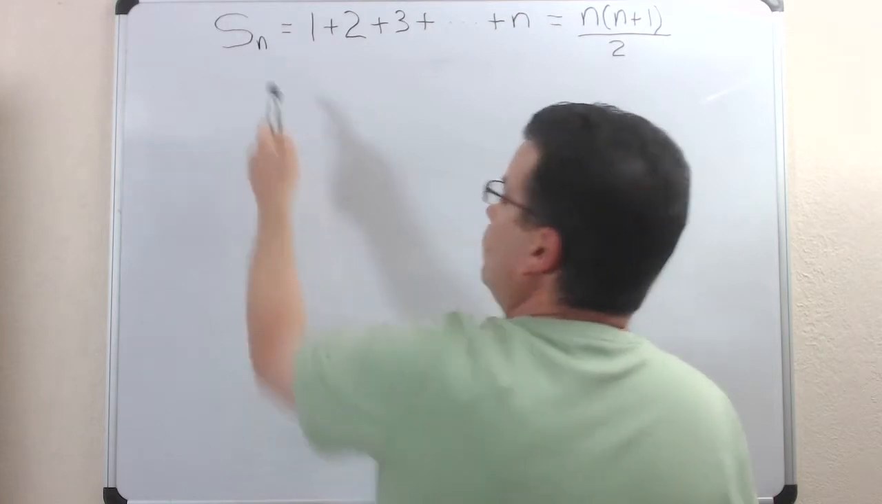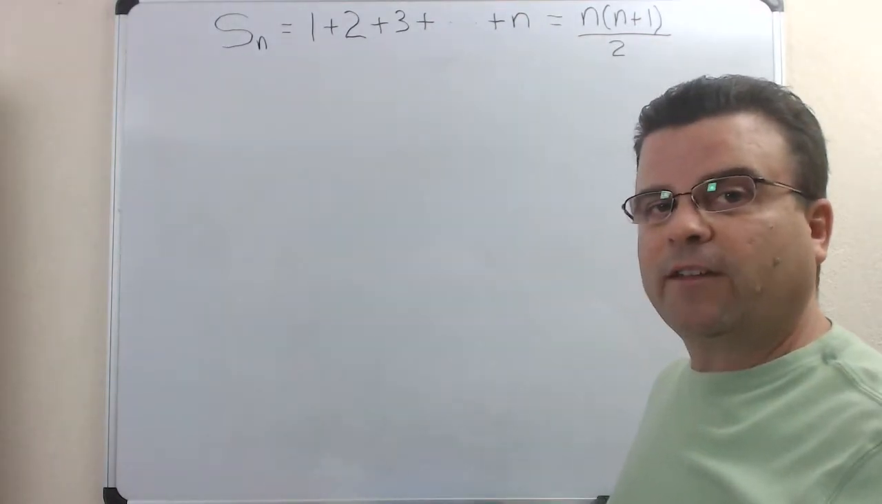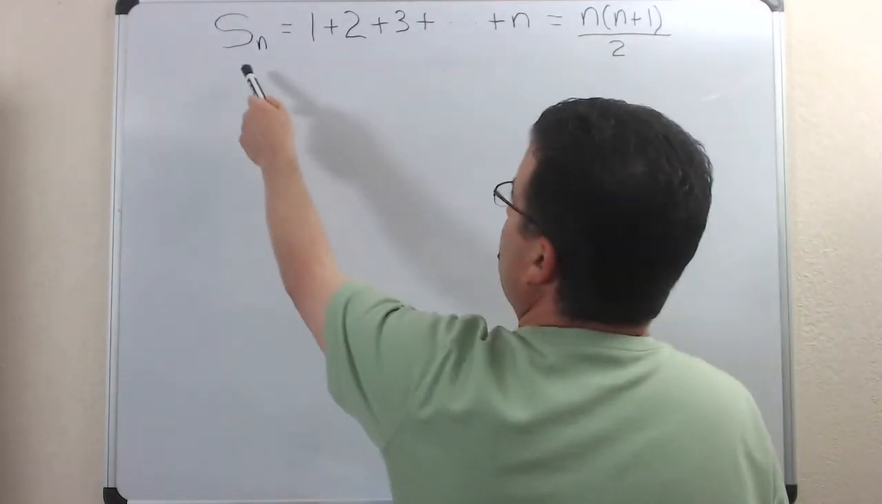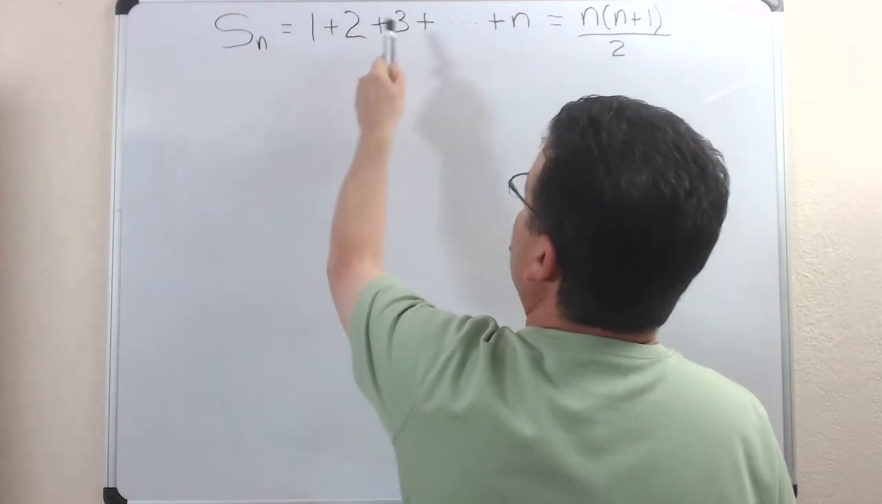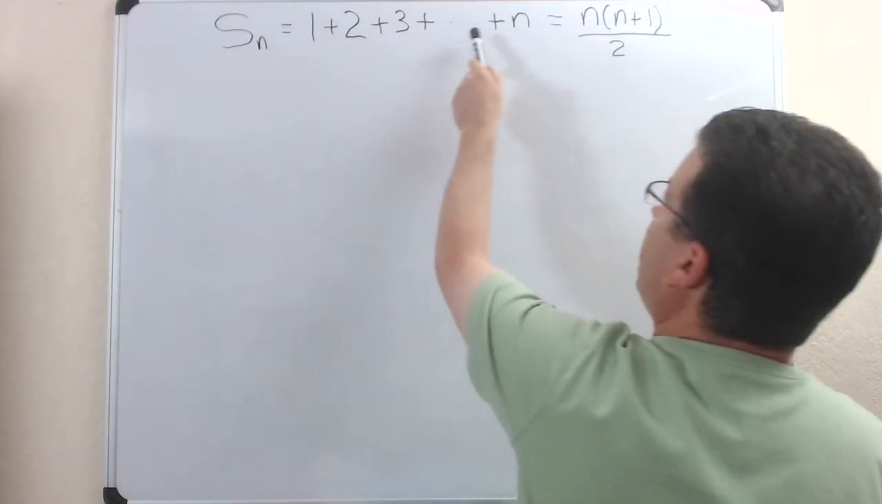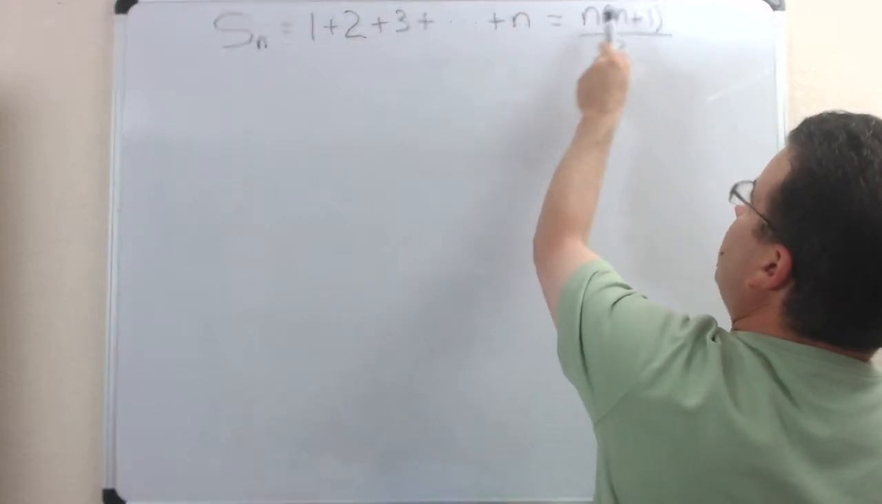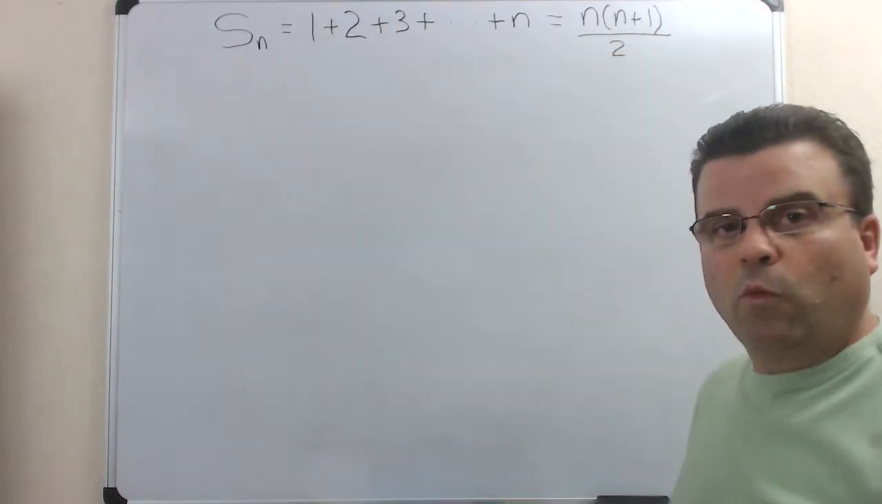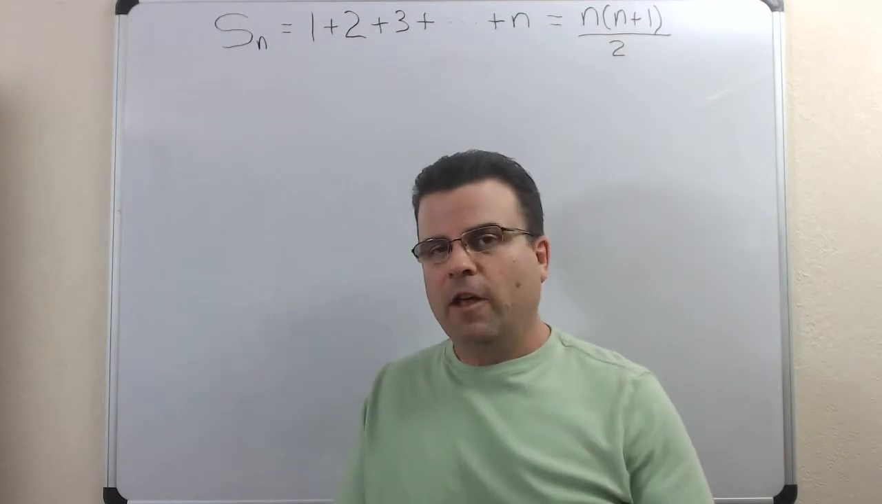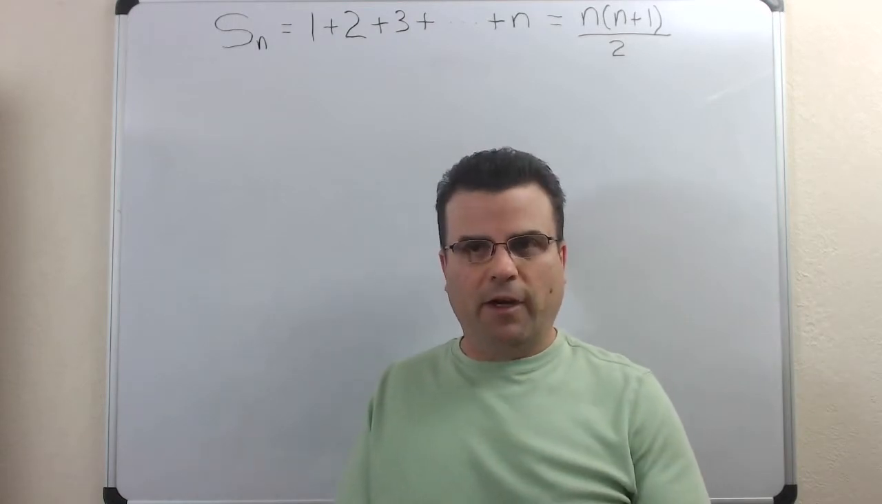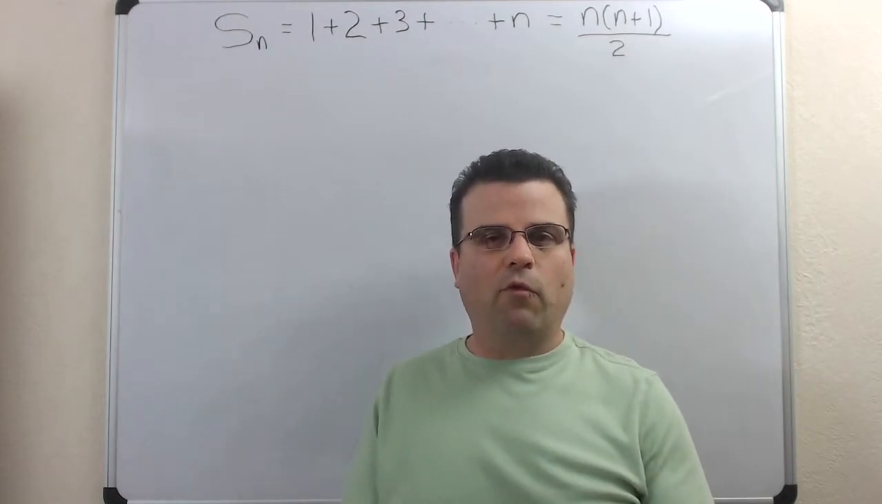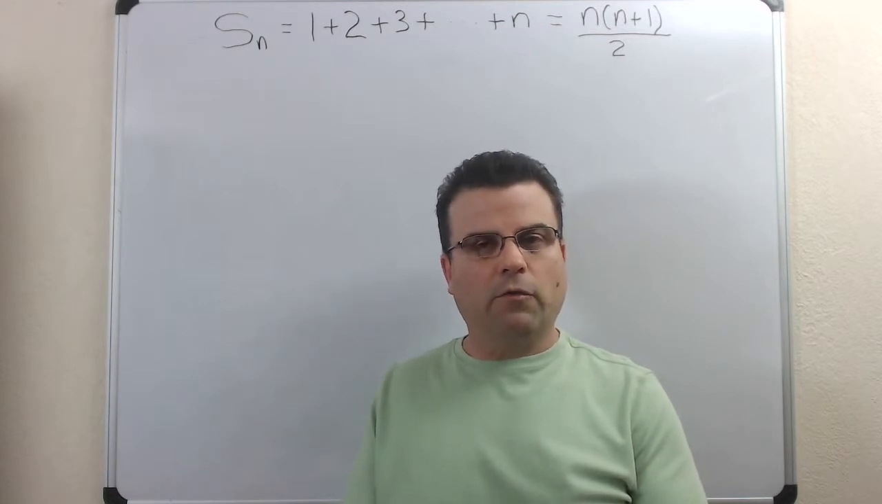S sub n represents the sum of the first n integers. And in detail, that would be 1 plus 2 plus 3 plus 4 plus 5 plus 6, all the way up to n. And that's equal to n times n plus 1 over 2. We're going to prove that by induction, but first I'm going to prove it another way, and I think this way will be accessible to more people.